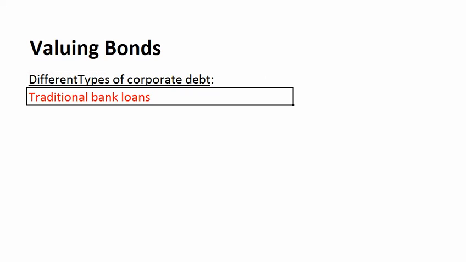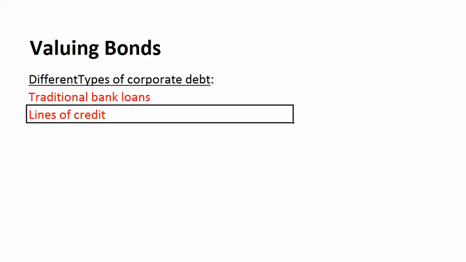In this video, we're going to look at some basics for valuing bonds. There are a number of different types of corporate debt. There are your traditional bank loans. There are lines of credit, which for corporations are much like yours or mine, credit cards.